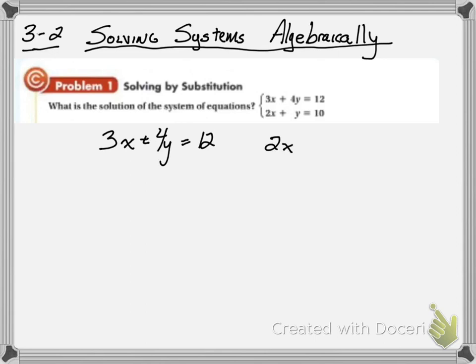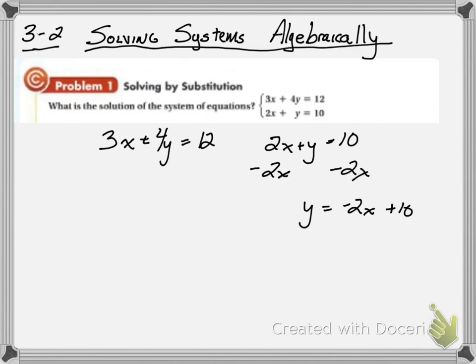So then you get 2x plus y equals 10. Now, looking for a variable that's isolated. That's the only time I would really use substitution. So since the y is kind of by itself, go ahead and solve for that y. So you get y equals negative 2x plus 10.